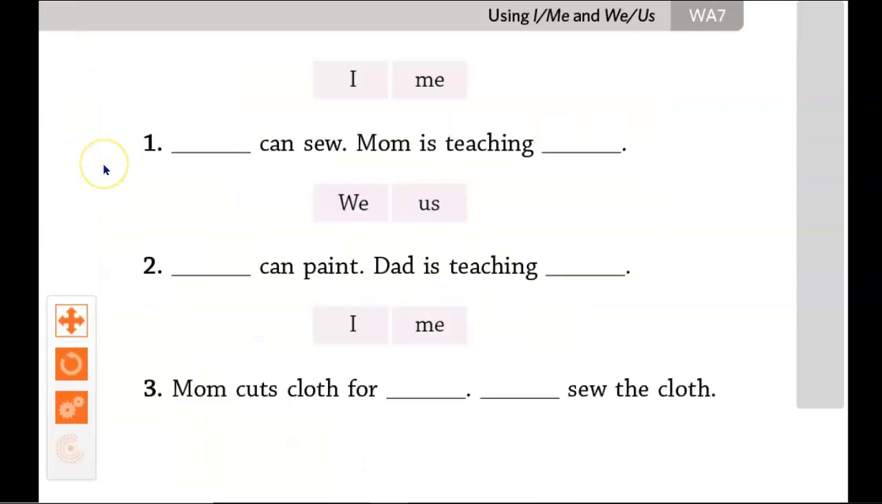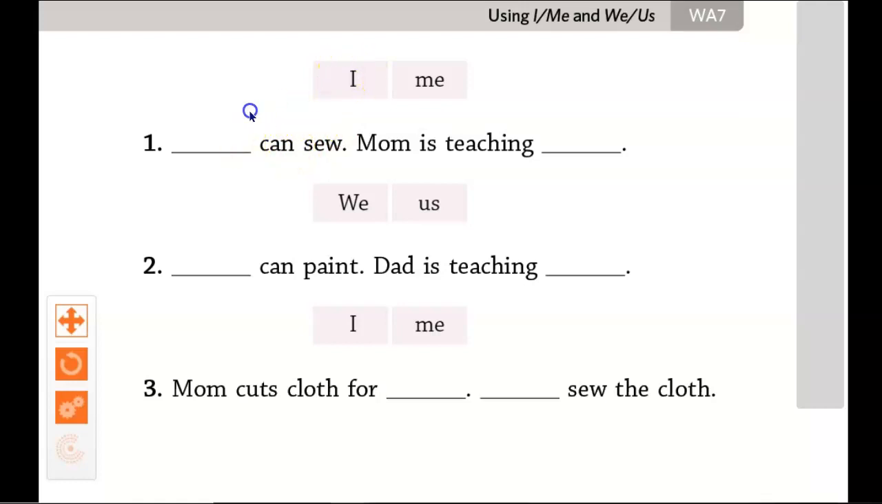All right, in this one, we're going to take a look and see which pronoun we need to use and where we need to put it. So in the first one, we've got blank can sew, period. Mom is teaching blank. And here are our choices, I and me. So let's just read it using the wrong ones and see if you can hear the difference. So what if I said, me can sew? Does that sound right to you? No, it doesn't. We wouldn't say it like that, would we? We would say, I can sew.